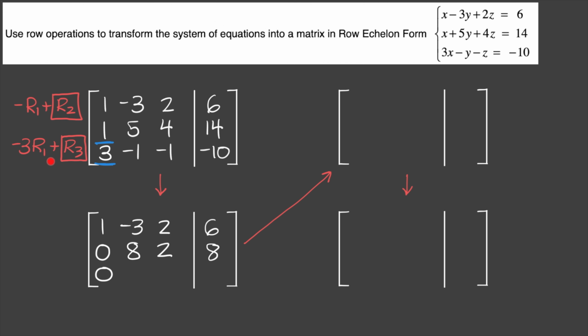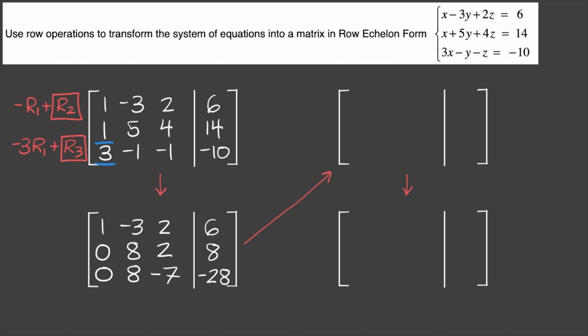All right, and then we keep going here. So negative 3 times negative 3 is positive 9 plus negative 1, which gives us 8. Next, we do negative 3 times 2, which is negative 6, minus 1, which gives us negative 7. And the last one here, we have negative 3 times 6, which is negative 18, plus negative 10, so that would be negative 28.